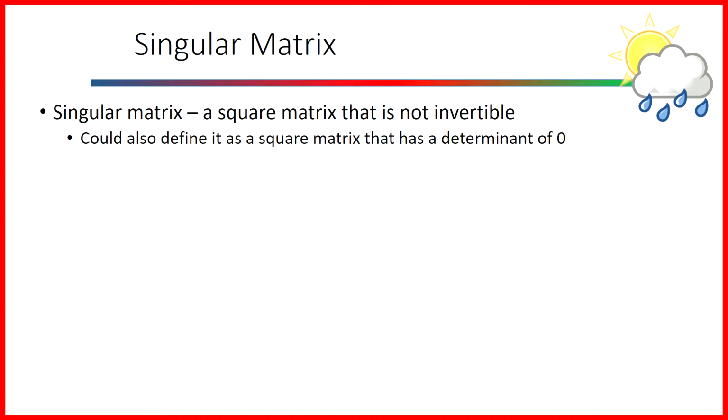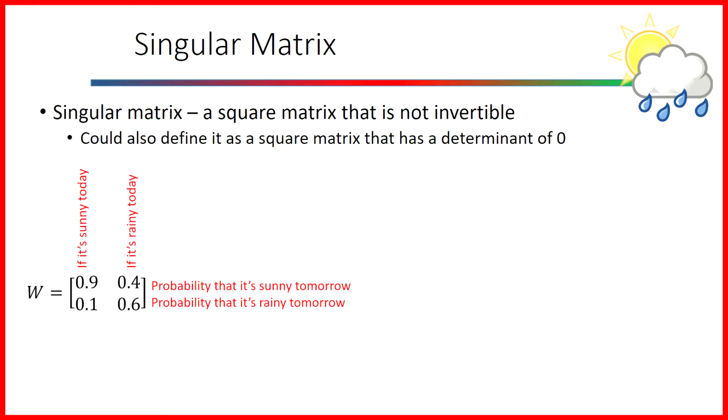You notice that if it is sunny on any particular day, there's a 90% chance that it will be sunny the next day. You also notice that if it's rainy on one day, there's a 60% chance that it will be rainy on the next day. We can encode this into a matrix. We'll call the matrix W for weather. W will be equal to 0.9, 0.4, 0.1, 0.6.